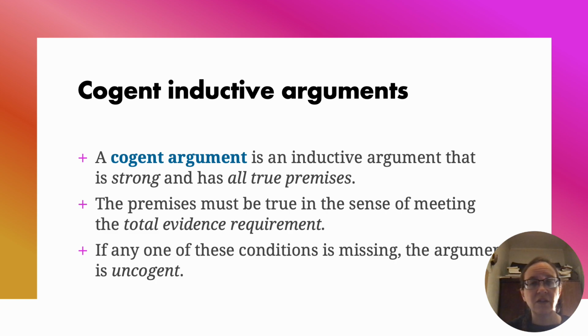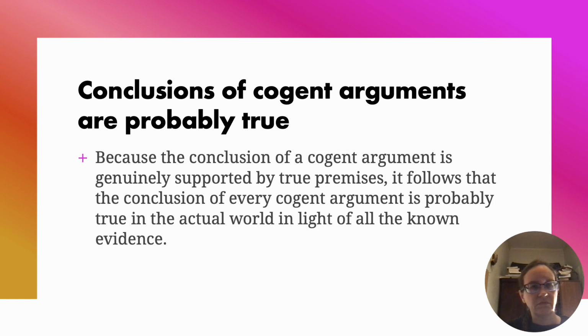So this is where we're finally going to get to talk about whether the premises are true or false in our inductive arguments. But again, it's just really tricky because we're kind of already talking about that. Anyway, remember too that they also must meet the total evidence requirement, so they can't leave out some crucial piece of information. If either of these conditions is missing, the argument is not cogent. So the conclusions of cogent arguments are probably true, because we have true premises and a strong argument, so we have pretty good probability that the conclusion is true.